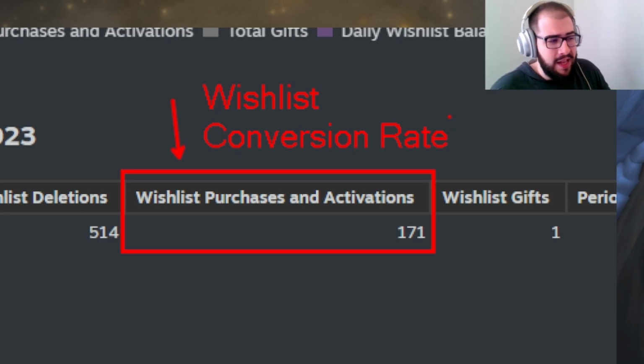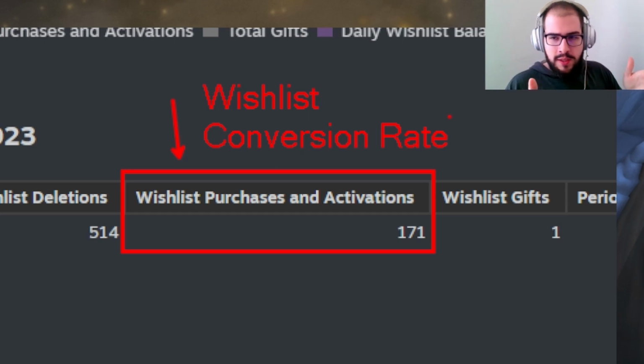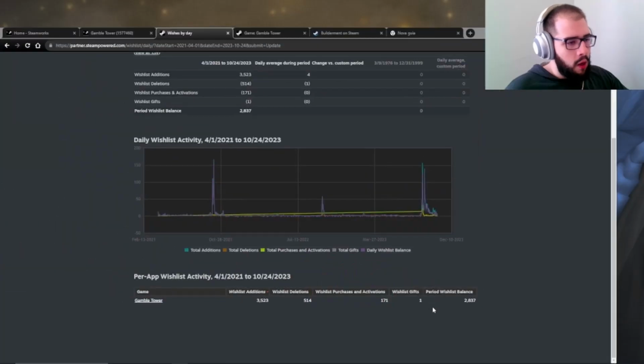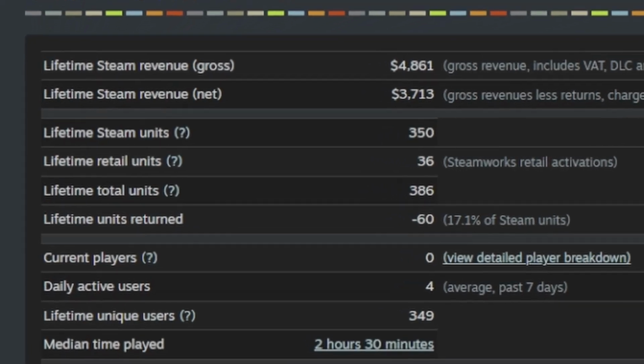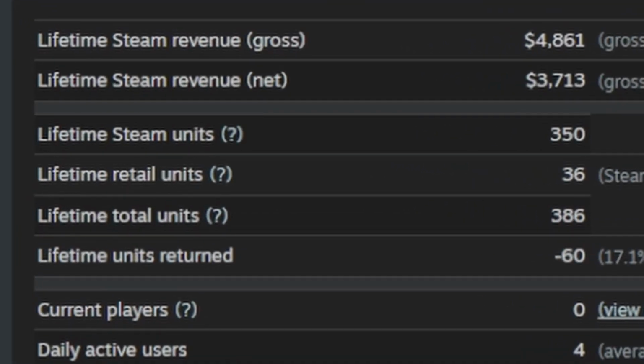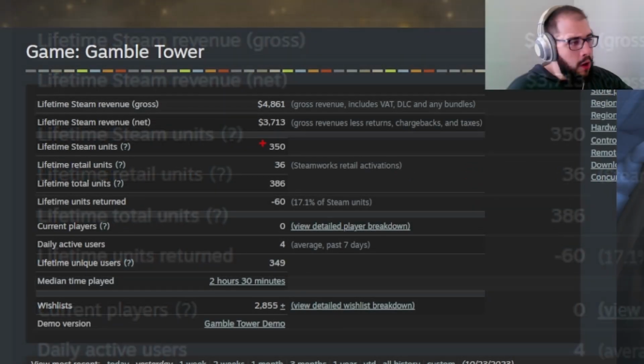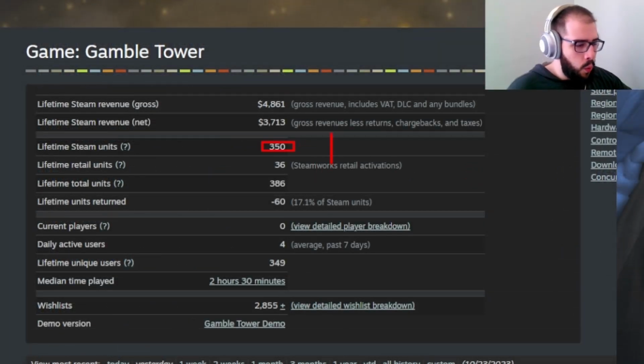Wishlist conversion rate. So why is that important to us? Basically because that's wishlists, which are just an abstract concept, actually converting into sales, right? So if we take a look at all the sales that Gamble Tower had, we had in total 350 sales, right? Now on Steam, from all those sales, we know that 171 sales, almost half of all those sales, are from wishlists.